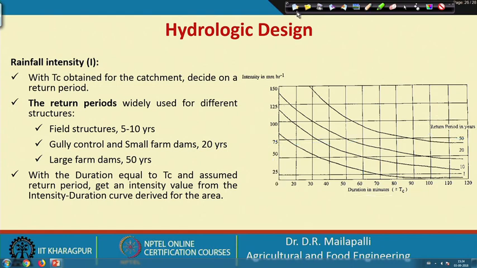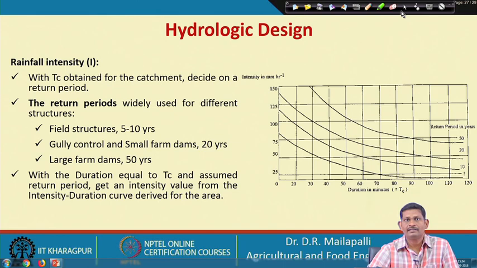Generally, we use return periods of 5 to 10 years for field structures, 20 years for gully control and small farm dams, and 50 years for large farm dams. Based on these rules of thumb, we can select a particular return period, and for a particular time of concentration you can estimate the intensity in mm per hour. So, knowing the area, intensity and runoff coefficient, you can find the peak discharge from the particular area.